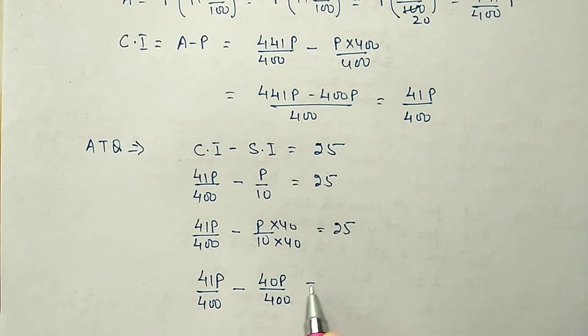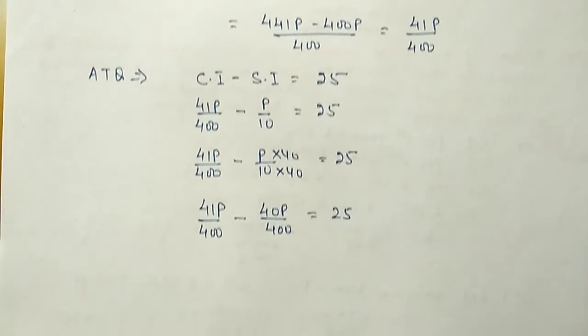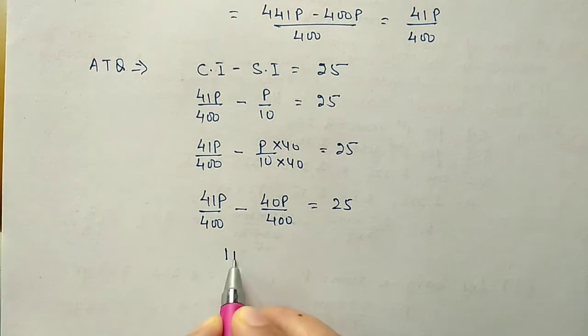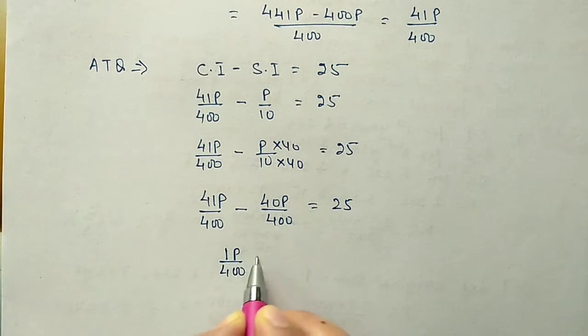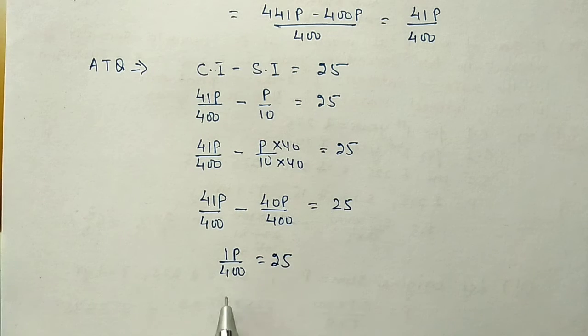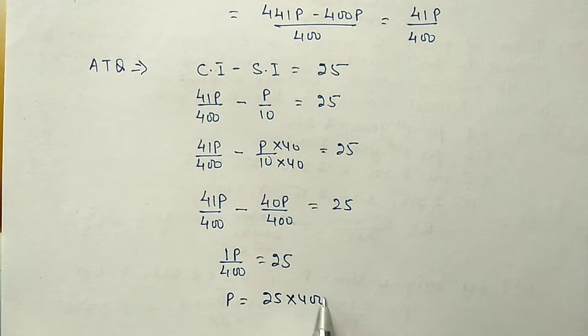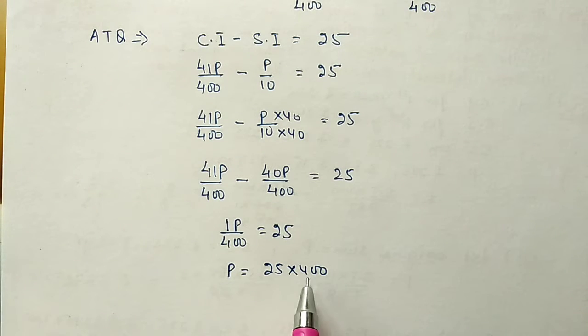41P by 400 minus 40P by 400. Now directly the numerators we can subtract, 41 minus 40, we will get 1P. 1P by 400 is equal to 25. So P we will keep here and 400 we can shift to the other side, and 25 into 4 is 100 and 2 more zeros. So we will get 10,000 rupees.